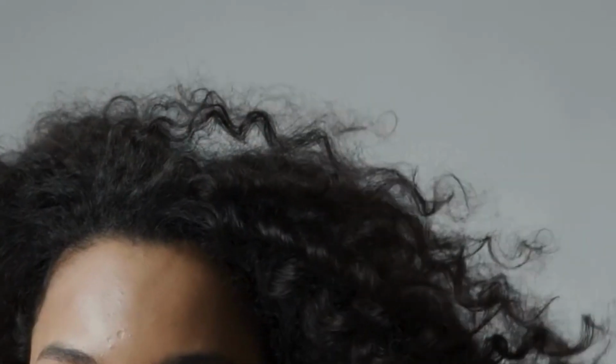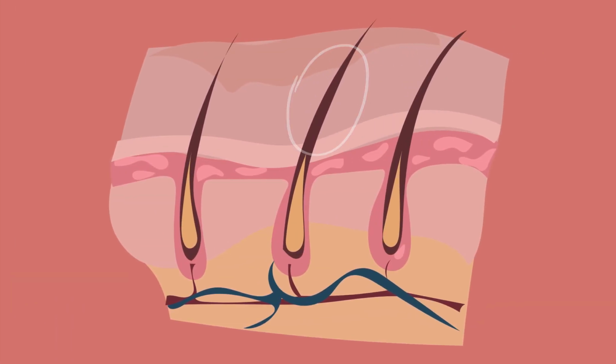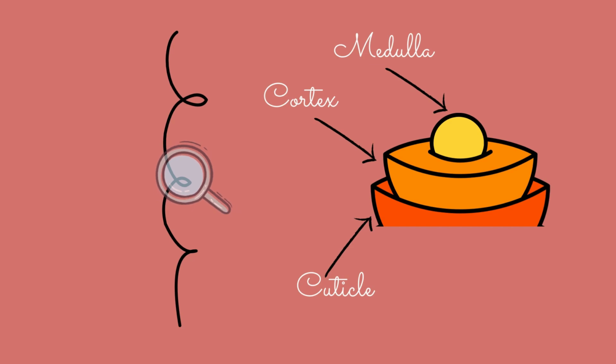But first, let's talk about the different parts of the hair, because we will see that each bad habit may have an impact on one or several parts of the hair. We have the hair shaft, the visible part of the hair that sticks out of the skin. The hair shaft is formed of 3 layers.